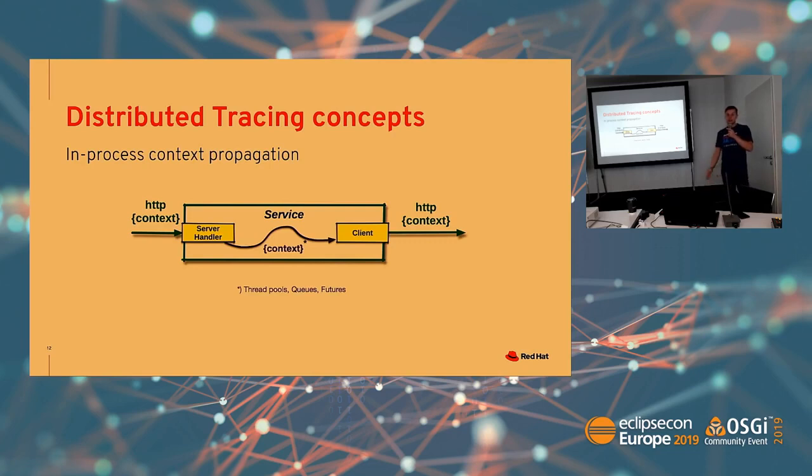And in Java, we can use something like thread locals. When the request arrives, we put the context inside the thread locals. And on the client side, when we are calling any downstream services, we just get the context from thread locals. Very simple thing. But the problem is that our code nowadays is very complicated. We use a lot of thread pools, queues, and futures. So thread locals just don't work anymore. So context propagation is usually the hardest thing to do in tracing.